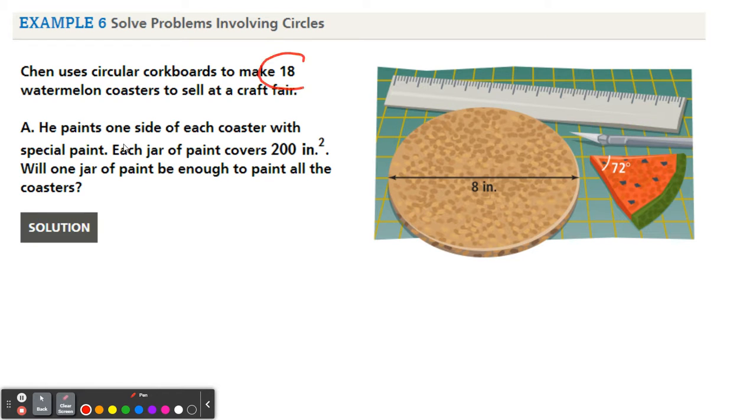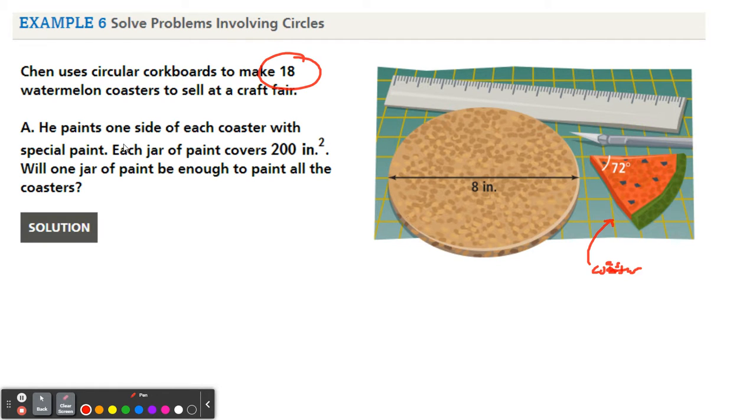So we have 18 coasters, and we want to paint one side of them. So here's the coaster right there, right? The coaster, sorry about my spelling, there's an A there. The coaster is a sector of this circle, right? So we need to figure out the area of this sector, and then we have to multiply by 18 and see how that compares to 200.